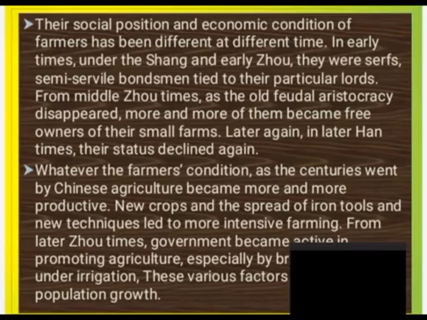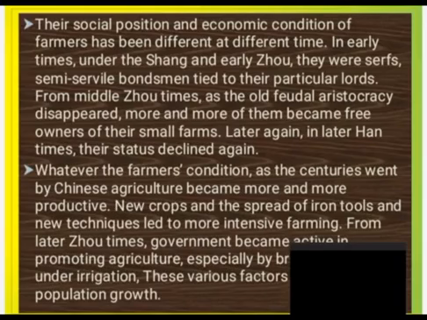The social position and economic condition of farmers were different at different times. In early times under the Shang and early Zhou, they were serfs, semi-servile bondsmen tied to their particular lords. From Middle Zhou times, as the old feudal aristocracy disappeared, more and more of them became free owners of their small farms. Later again, in later Han times, their status declined again.